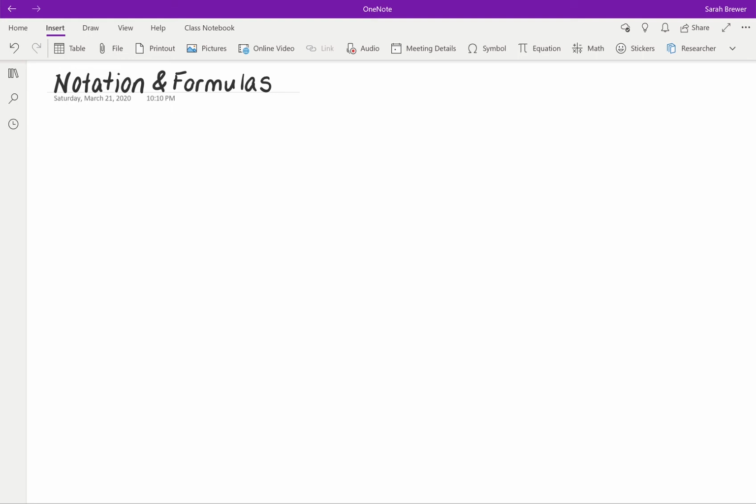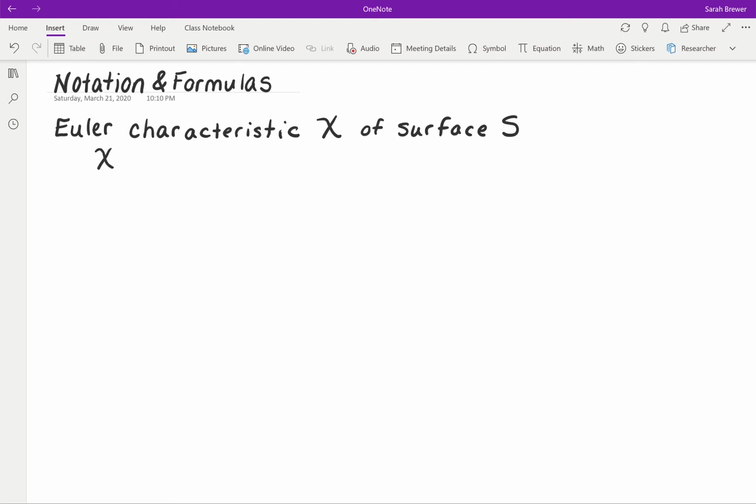Okay, so in order to classify a given two-dimensional surface, we need to know a number of things about that surface. And the first one we need to know is called the Euler characteristic. And the symbol that we use to describe a given surface is this Greek letter chi. And so because it's a function of the surface, we write chi of S.